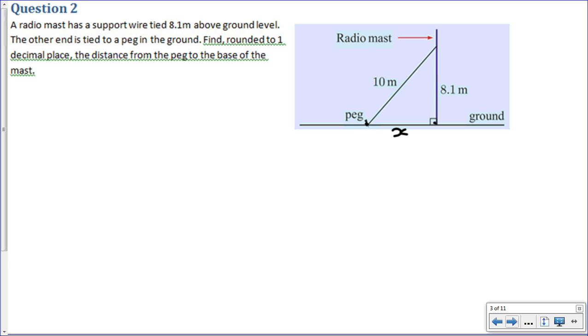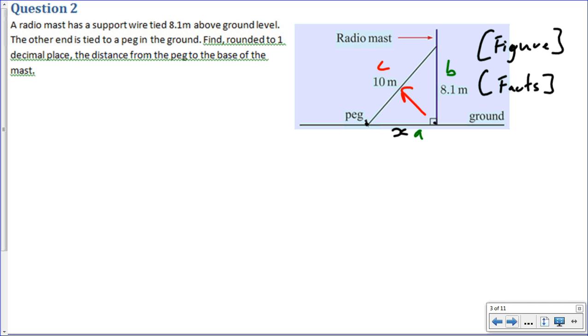So now we've got a right angle triangle. So we label our right angle triangle. The side opposite the right angle is C. The other two sides are A and B. So now we've got our figure, we've got our facts.